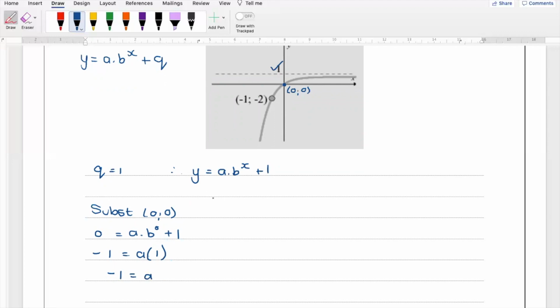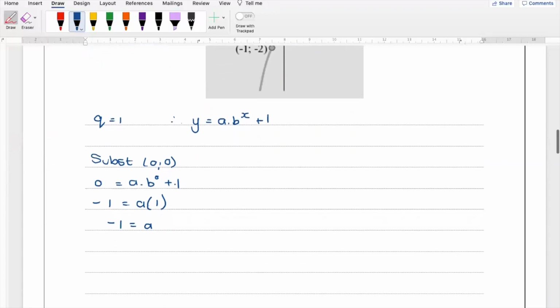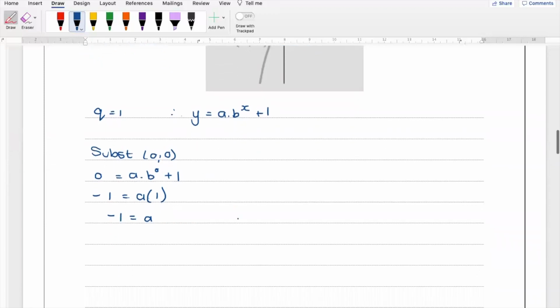Now let's think about this very carefully. We're saying that a is negative, so it should fall below the asymptote line. And if you look back at the picture, it definitely does. Okay, that's a good start. So now we have our a value. So actually now our equation is y is equal to negative 1 times b to the power of x plus 1, or you can just write negative b to the power of x plus 1, because we know that that x applies only to the b and not to the negative.